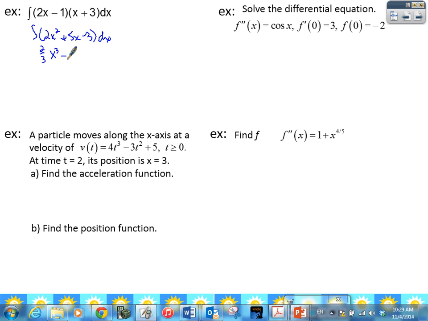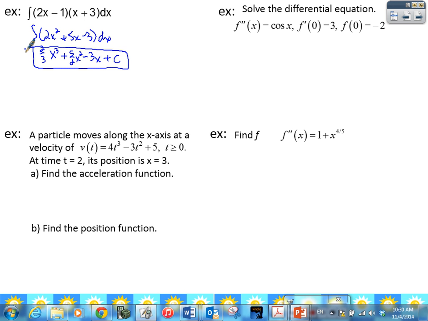So here, add 1 to the 1, I get 2, and divide by 2. And then the minus 3, that's going to be minus 3x, and then my plus c. So there's my antiderivative. Okay, our very first antiderivative. How are we doing? Yay! Not too bad, right? Okay.